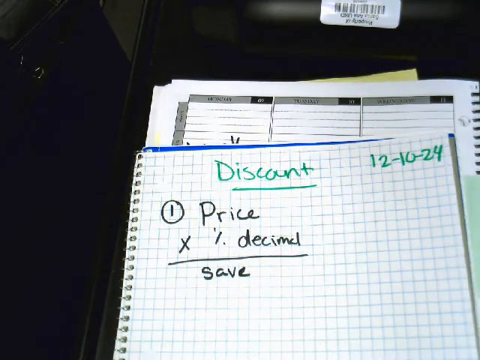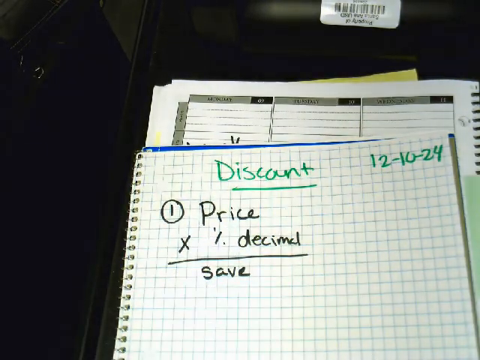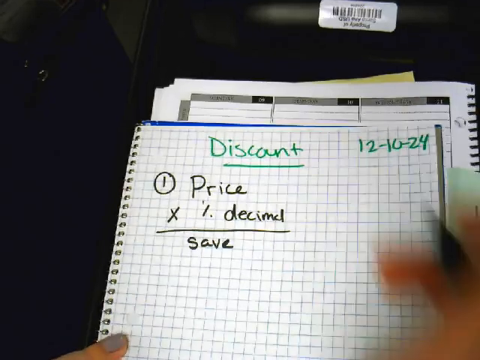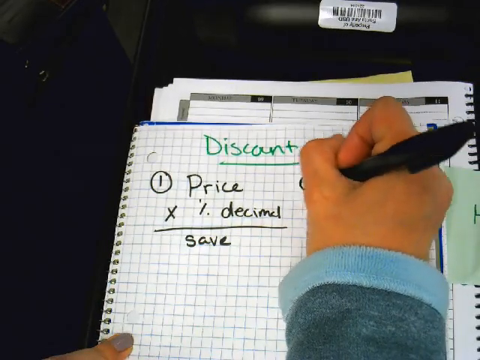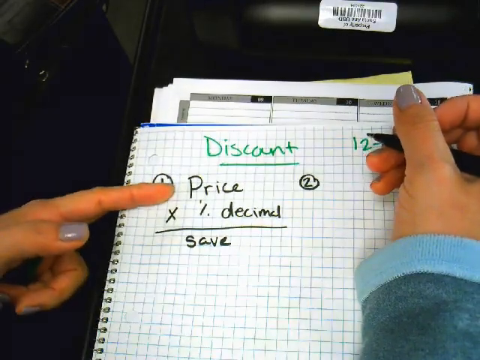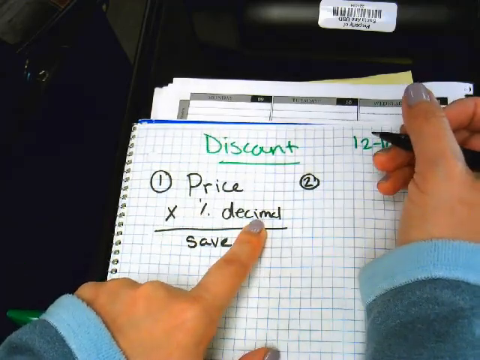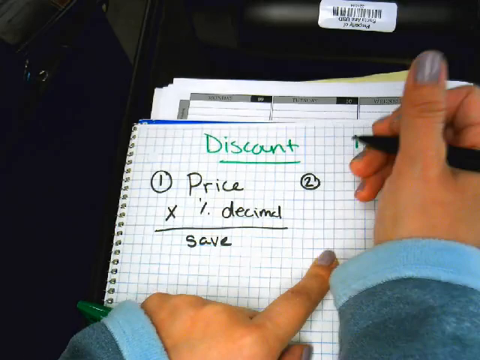Am I going to save $5? Am I going to save $20? Am I going to save 2 cents? Exactly. So, step number 2. The first step is to multiply, and your percent has to be written as a decimal. That's why yesterday we practiced how to write percent as a decimal, because you need it for today.